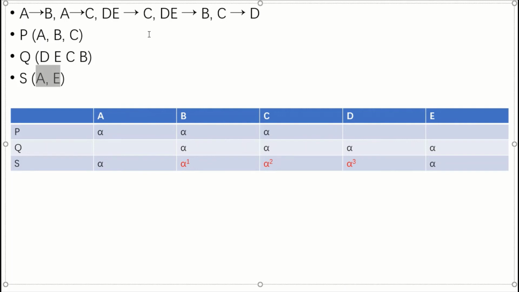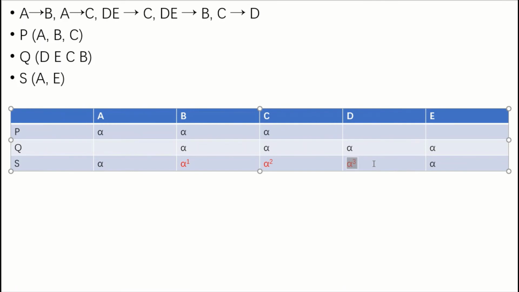The third dependency, DE implies C. I can't do anything for now. D implies B, nothing as well. So C implies D. I have C. I have 3 dependency variables here. I have 1. I can put in both alpha 3 here and alpha 3 here. And so I have one entire row full of dependency variables, and so I can conclude that this decomposition is lossless.